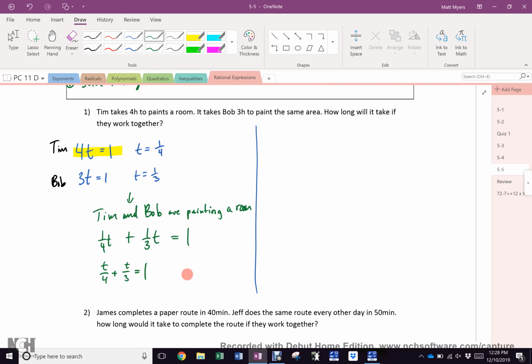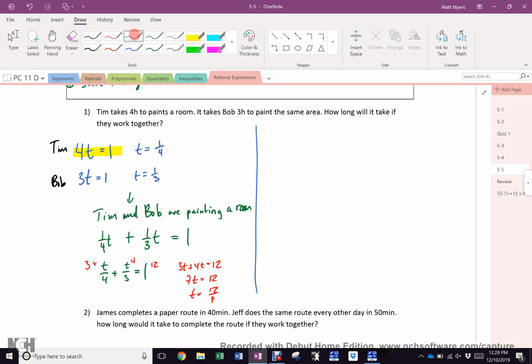How do I solve that? What's the common denominator? 12. So what do I multiply this guy by? What do I multiply this guy by? What do I multiply this guy by? So 3t plus 4t equals 12. 7t equals 12. T equals 12 sevenths, which is 1 5/7 of an hour. Who cares? Right? Everybody good? That's one way to do it.